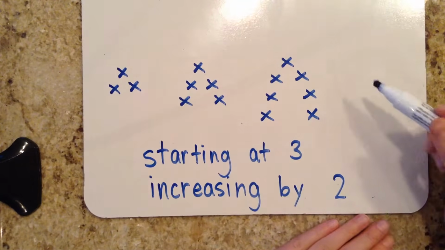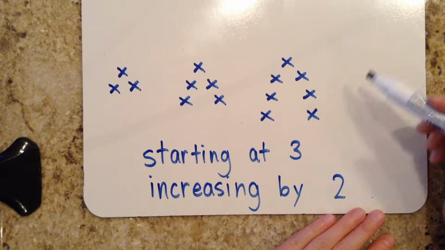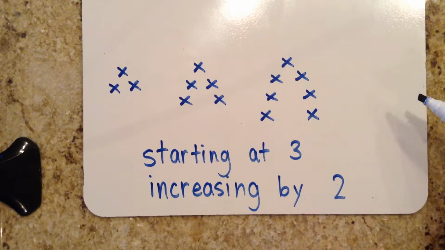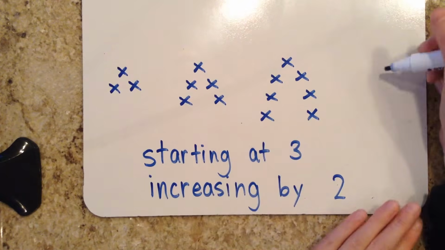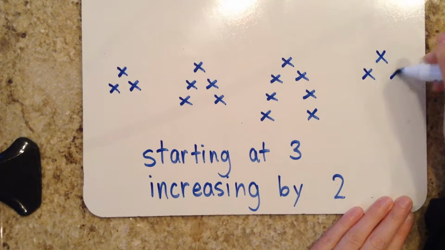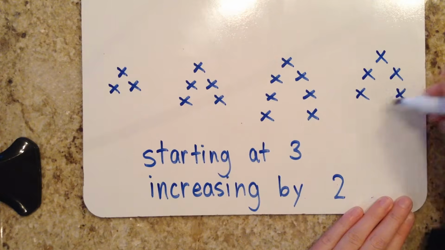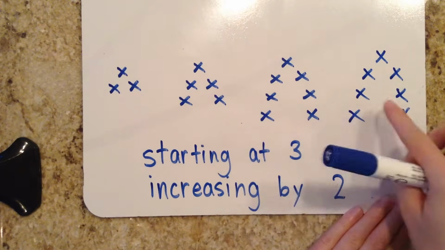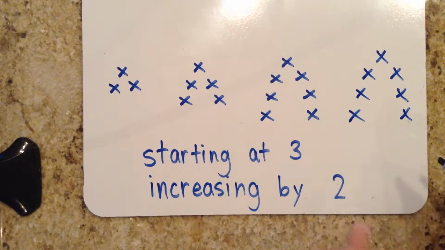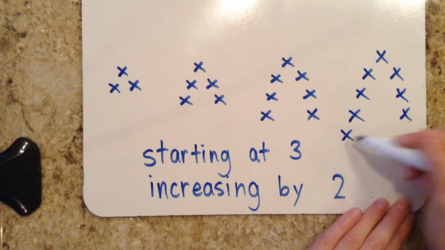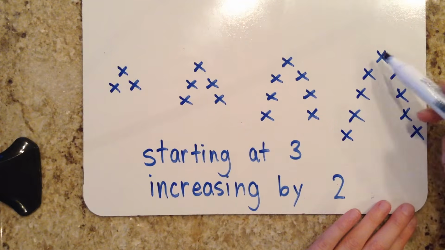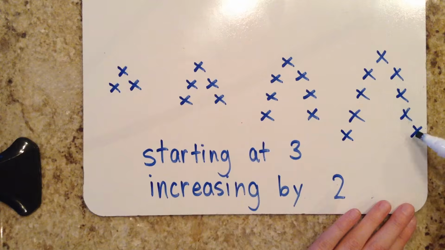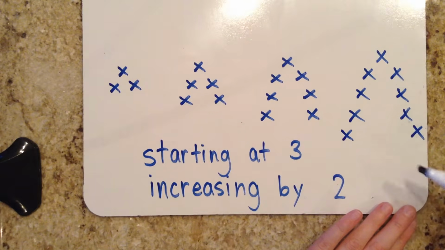Can you figure out how many x's to draw in the next term? To figure it out, draw exactly what you had in the last term. I'll copy it. Same. And now you have to grow by 2 or increase by 2. Count them. 1, 2, 3, 4, 5, 6, 7, 8, 9. There are 9 x's in that last term.